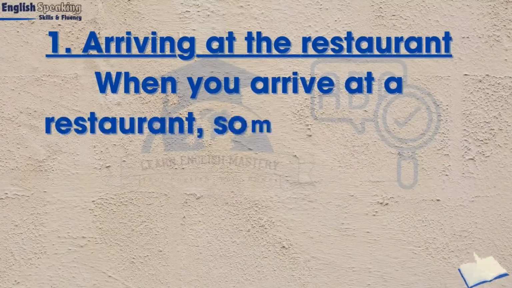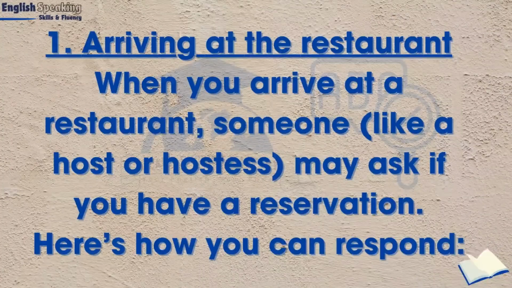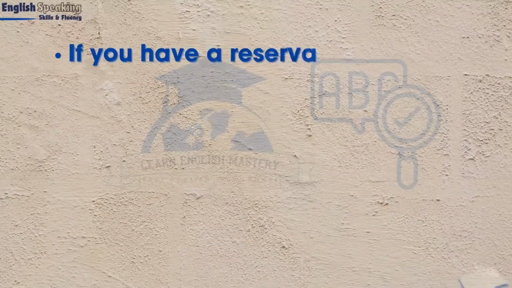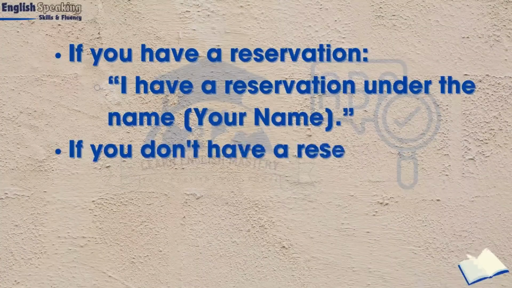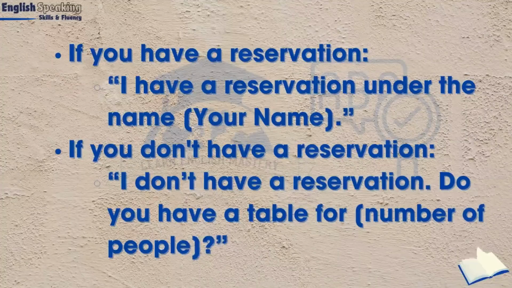When you arrive at a restaurant, someone, like a host or hostess, may ask if you have a reservation. Here's how you can respond. If you have a reservation: "I have a reservation under the name, your name." If you don't have a reservation: "I don't have a reservation. Do you have a table for number of people?"